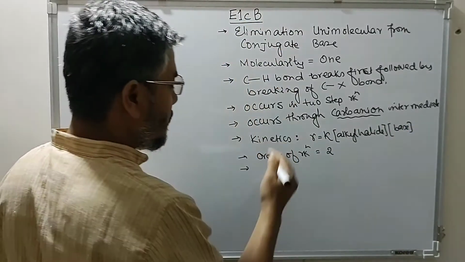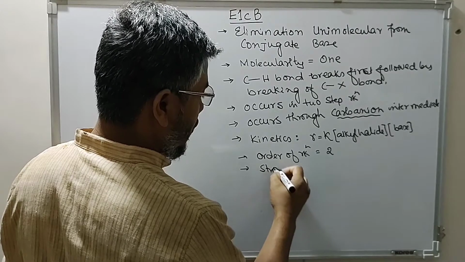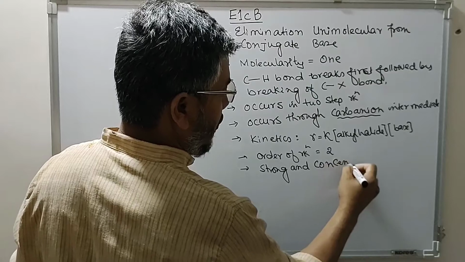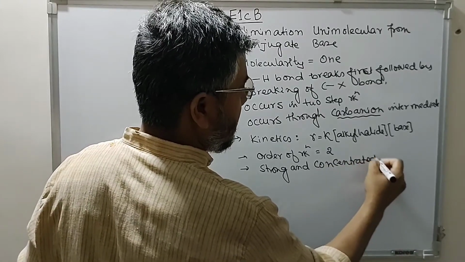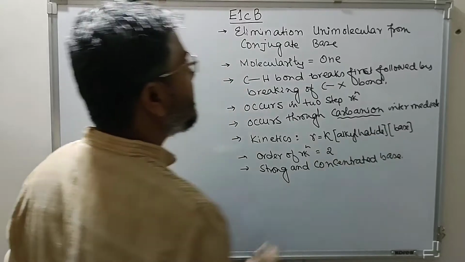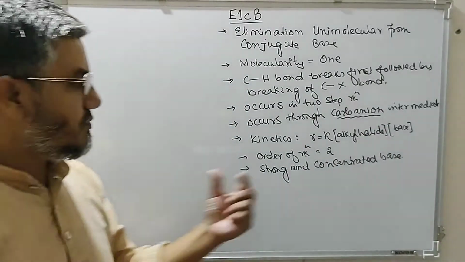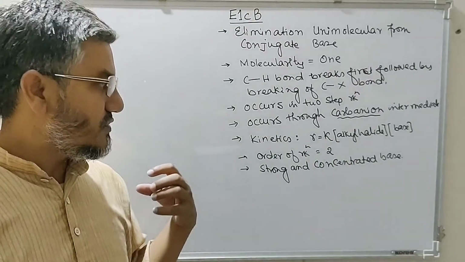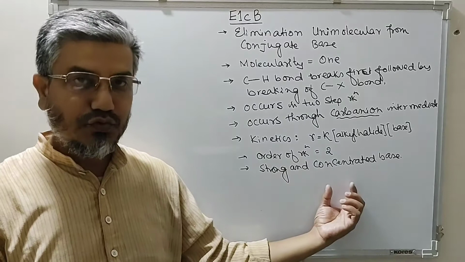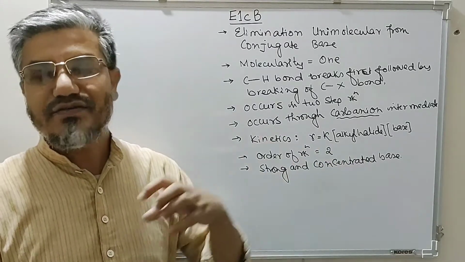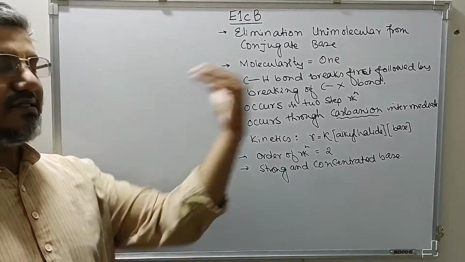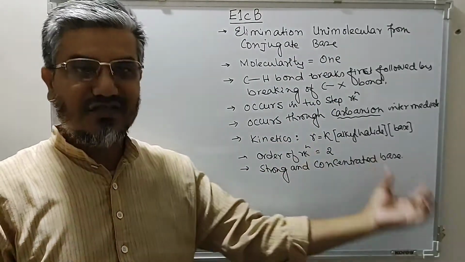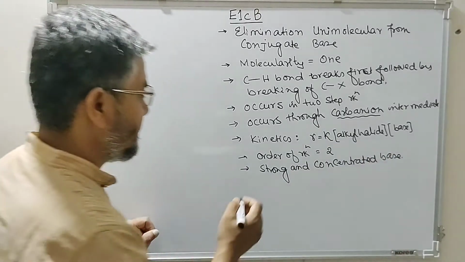So if you look at this rate equation, the rate is directly proportional to base. So the reaction requires a strong and concentrated base. So all these E1cB reactions must be carried out in presence of a strong and concentrated base. If the base is weak and dilute, then the rate of reaction will be very slow. So to increase the rate of reaction, we must have a strong and concentrated base.